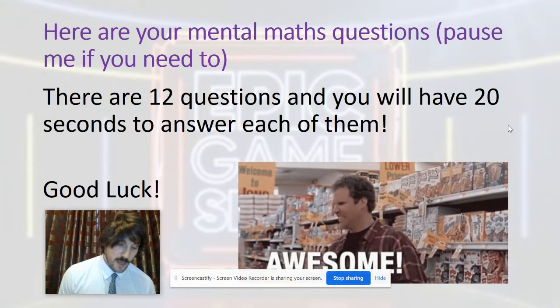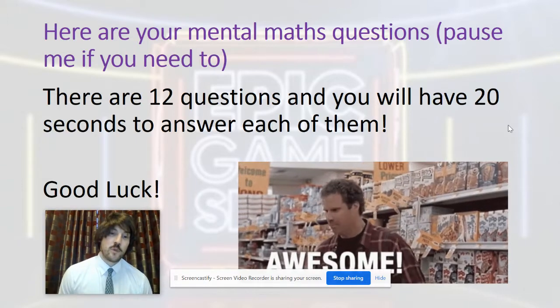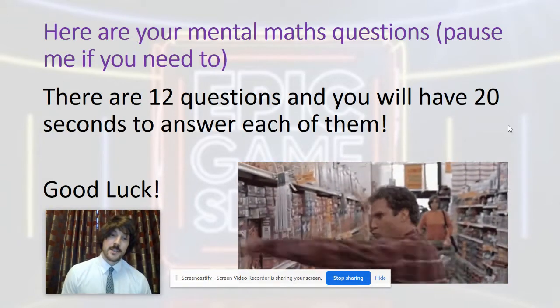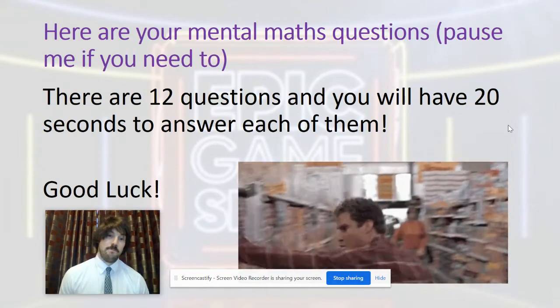Number two, find the product of 5 and 8. Remember, the product is another word for multiply.